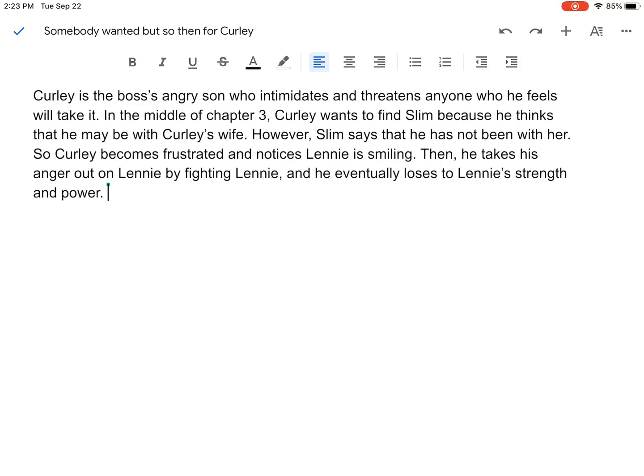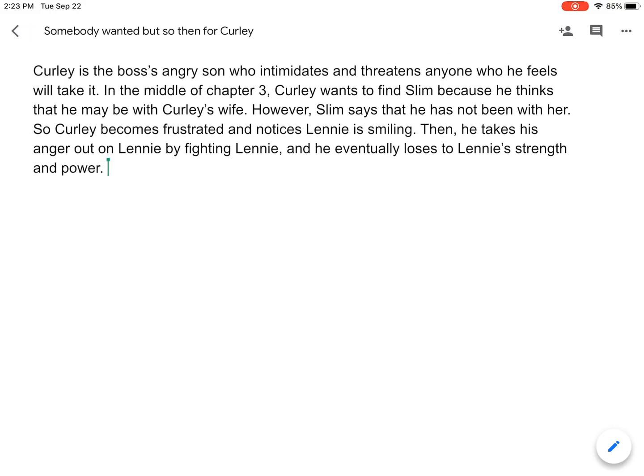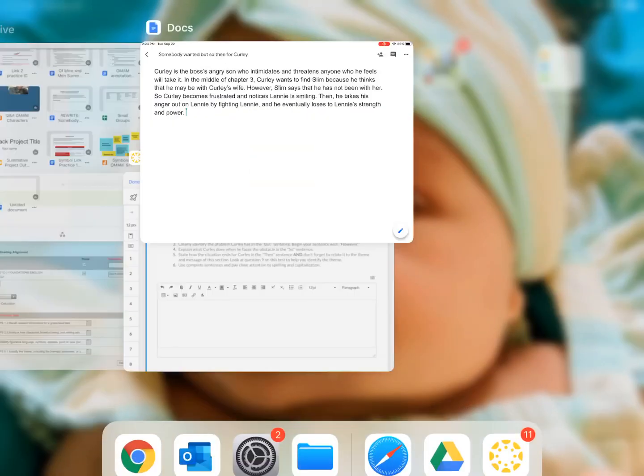So this is a good somebody wanted but so then paragraph. Each part is a sentence long, and it gives us a good picture of what happened in the second half of Chapter 3. Now let's look at the rest of the questions.